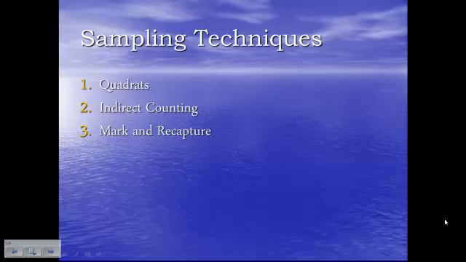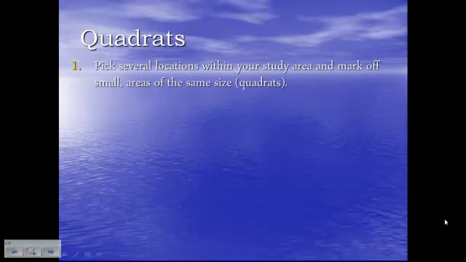The 3 sampling techniques we're going to go over are quadrats, indirect counting, and mark and recapture. So let's get started. Quadrats. These are locations within your study area that are of the same size and much smaller than your study area. Oftentimes we like to divide one study area into either 10 or maybe 100 quadrats.